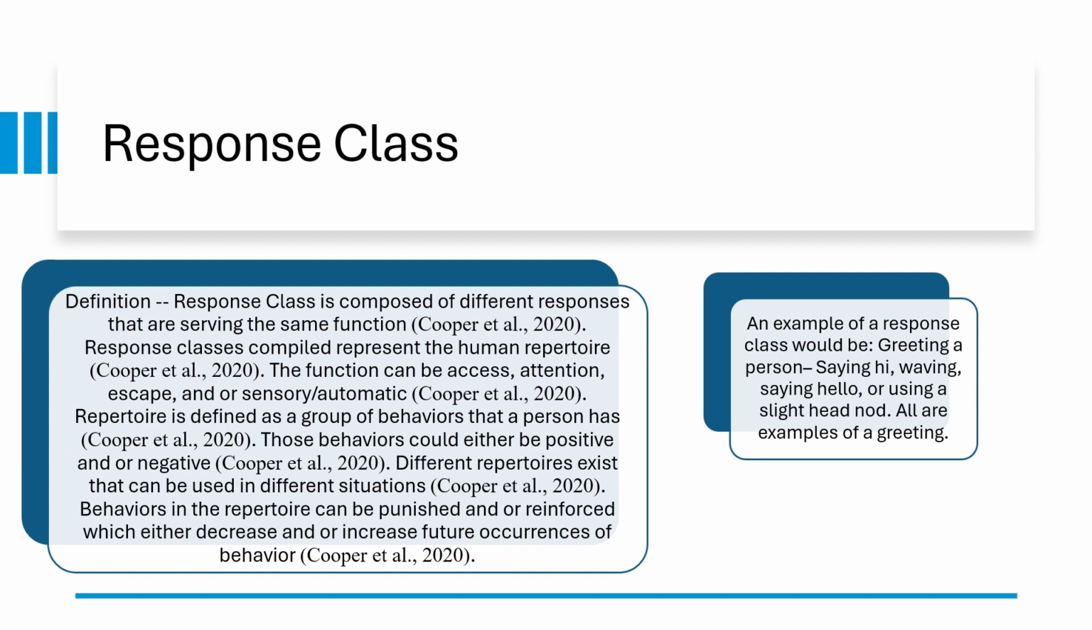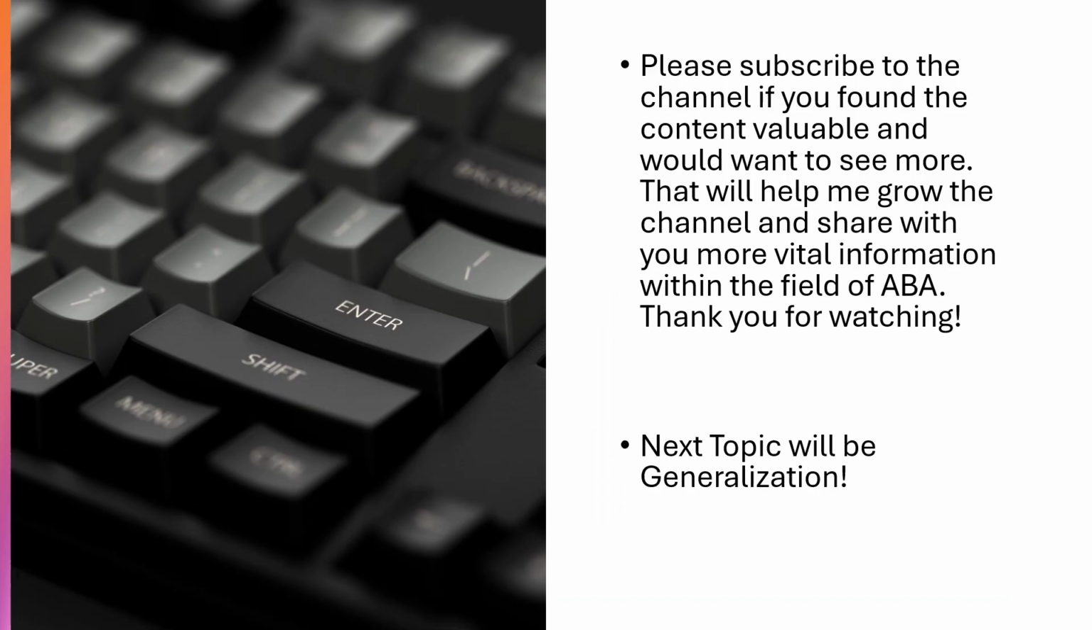Repertoire is defined as a group of behaviors that a person has. Those behaviors could either be positive and or negative. Different repertoires exist that can be used in different situations. Behaviors in the repertoire can be punished and or reinforced, which either decrease and or increase future occurrences of behavior. An example of a response class would be greeting a person: saying hi, waving, saying hello, or using the slight head nod. All are examples of greeting.